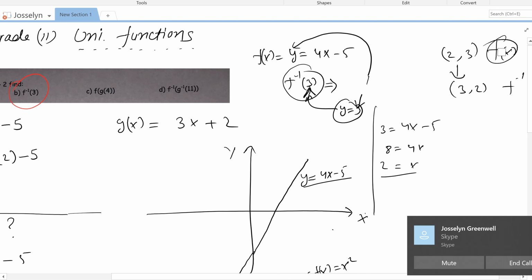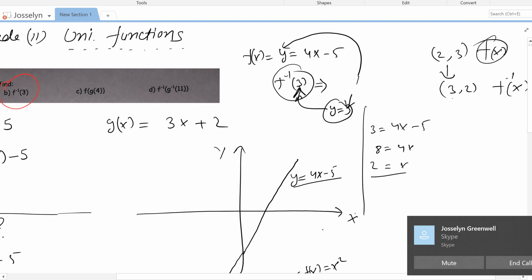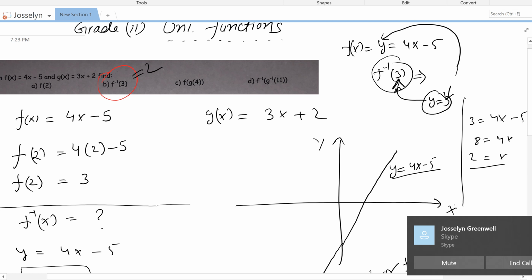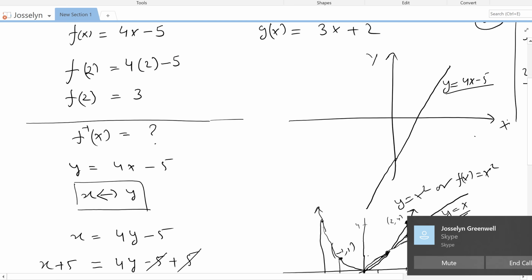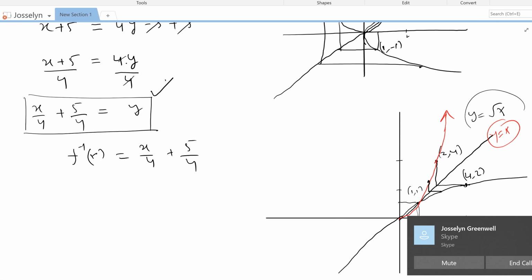So the point in the f of x is going to be 2, 3, and if I flip it, that is going to be the point in the f inverse x graph. So that is the f inverse value, and that is the x value. So your answer for that is going to be 2. And if you want to do it that way, you simply substitute 3 in here, and then you figure it out.